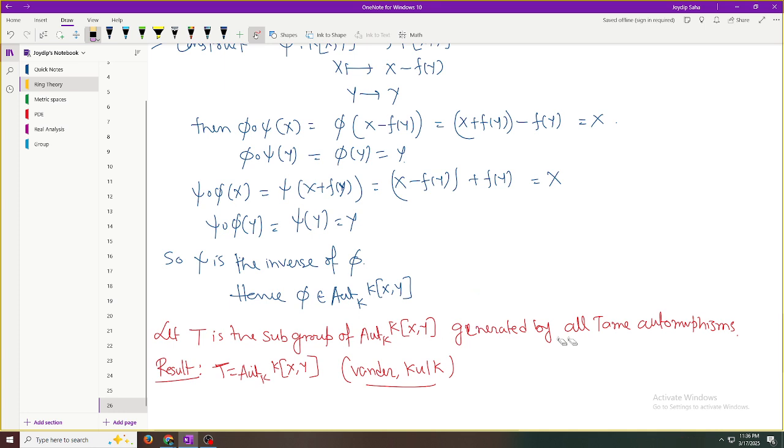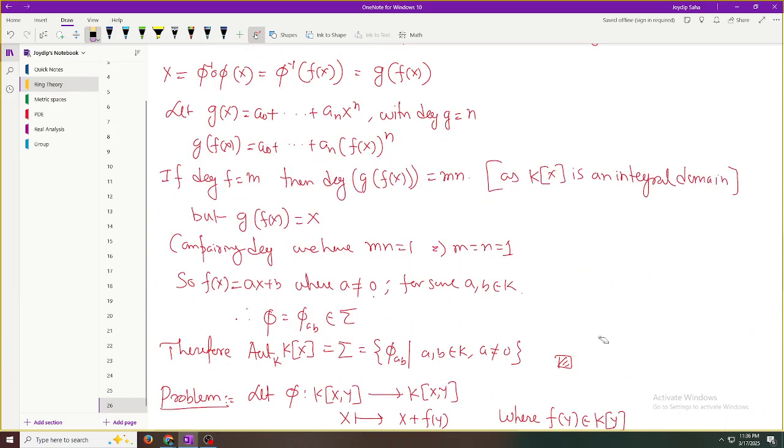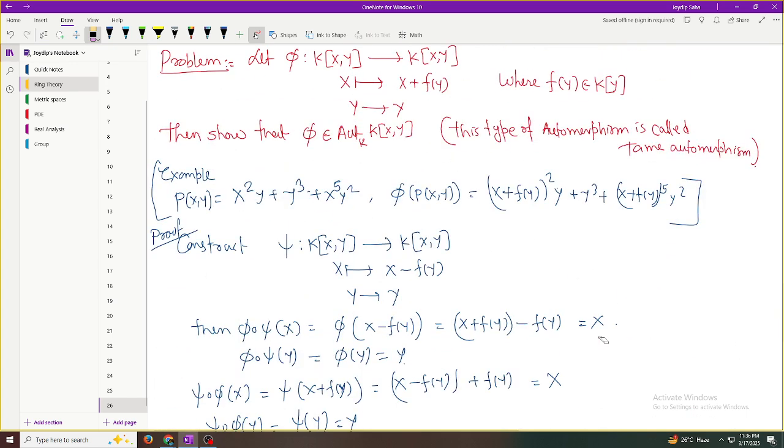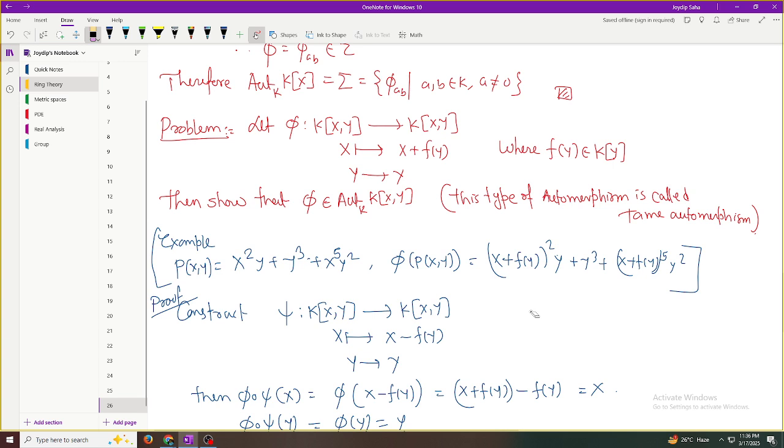Now, T can also be constructed by fixing a polynomial depending on x also. Here x plus f(y), and we can also take y plus f(x) type. Either is okay. It goes to x plus f(y), y goes to y, or x goes to x, y goes to y plus g(x). This type of automorphism you have plenty of f(x), f(y), so you have a large collection.